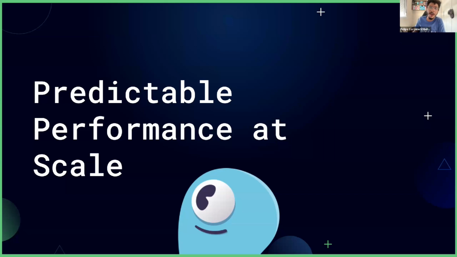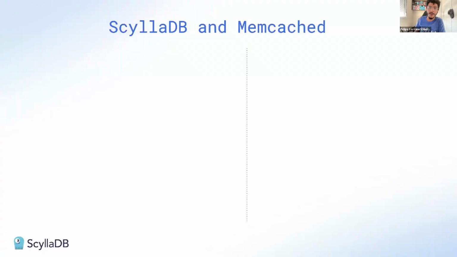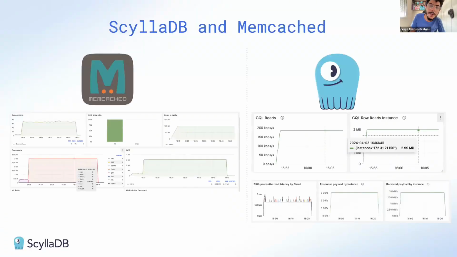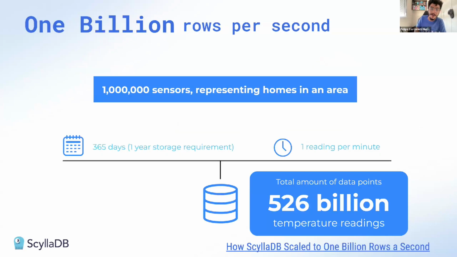So what do I mean by predictable performance at scale? By predictable, I mean a database that can be almost as fast as a cache. In this slide, on the left-hand side, we see Memcached serving 3 million reads per second. On the right-hand side, ScyllaDB is serving almost the same 3 million rows per second, and the latency is in microseconds.